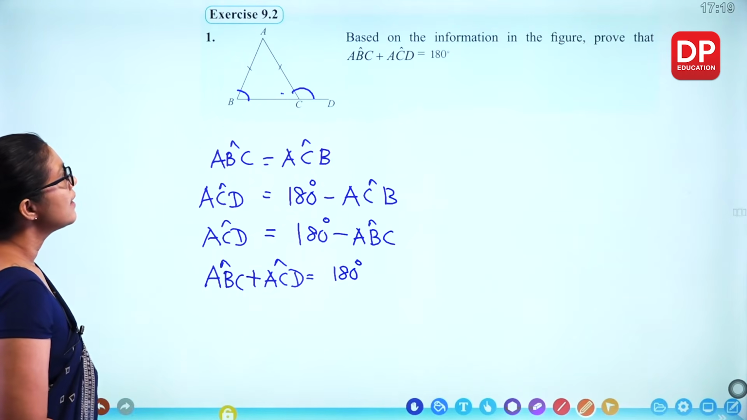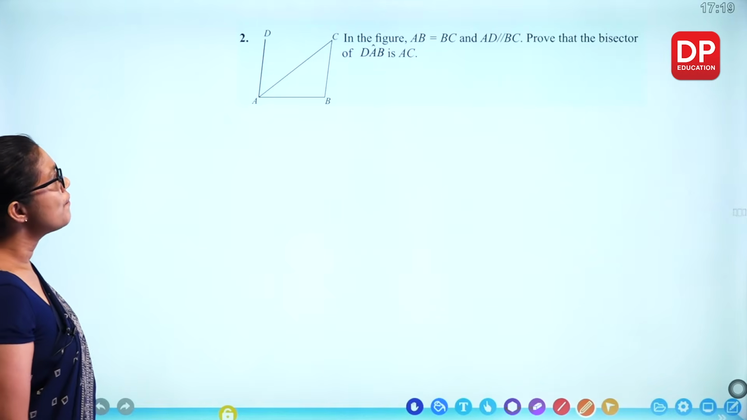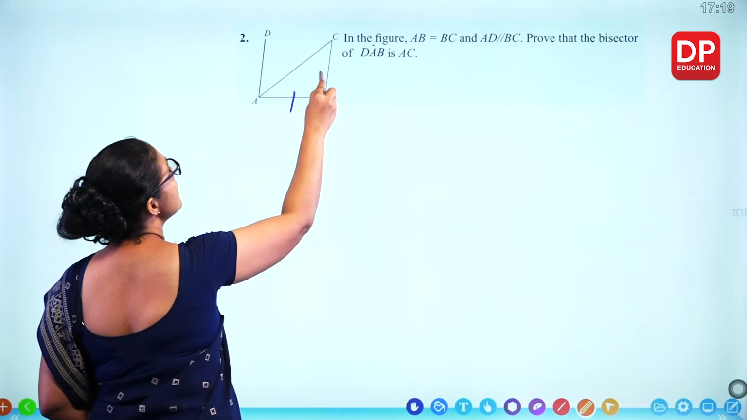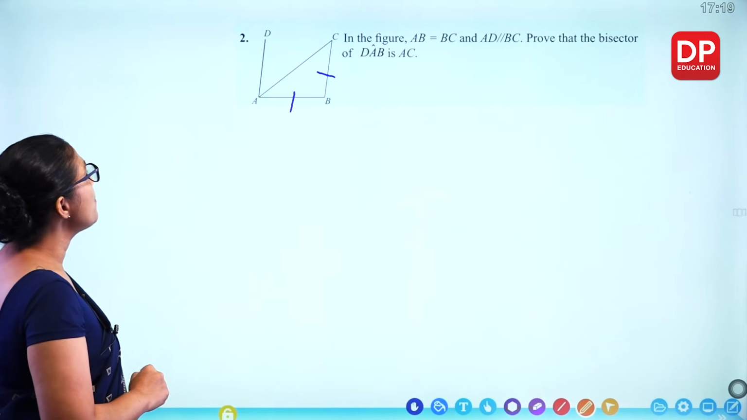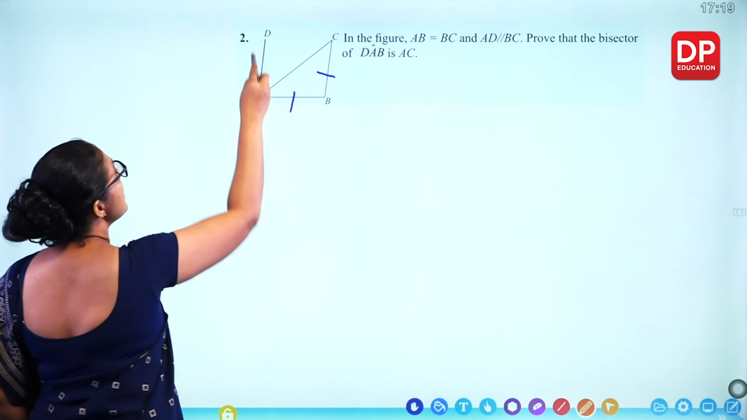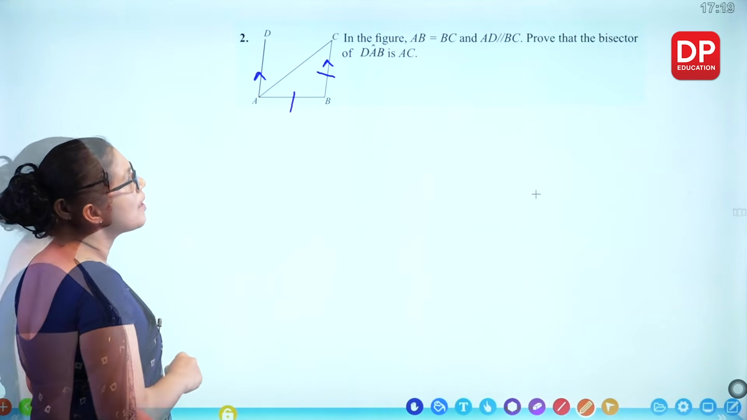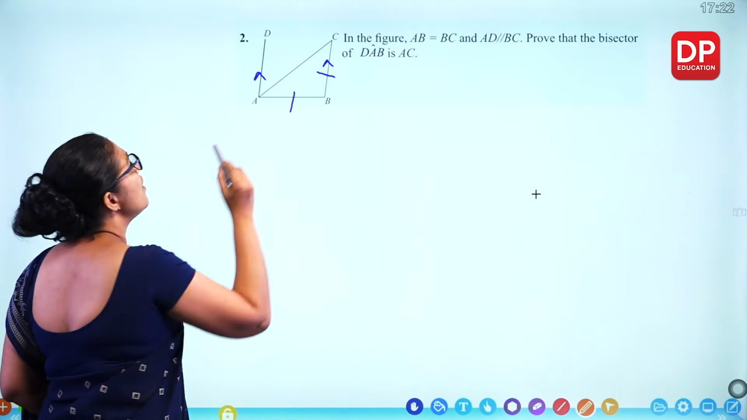Now we'll look at the second question. In the figure, AB is equal to BC. So this side and this side are equal. AD is parallel to BC. So in this triangle, we can see this length is equal to this one.